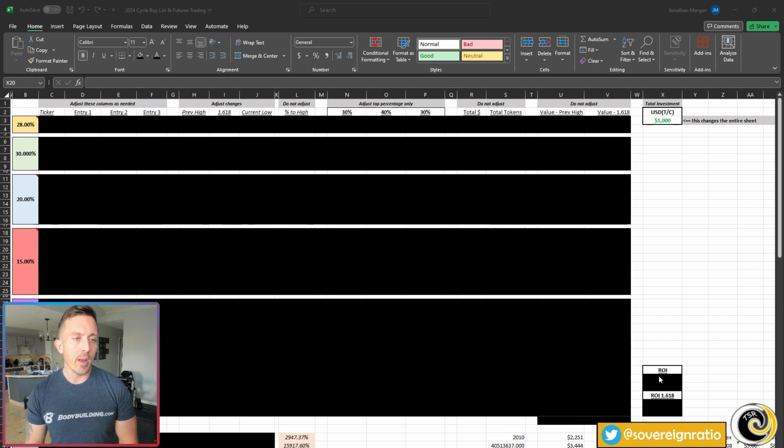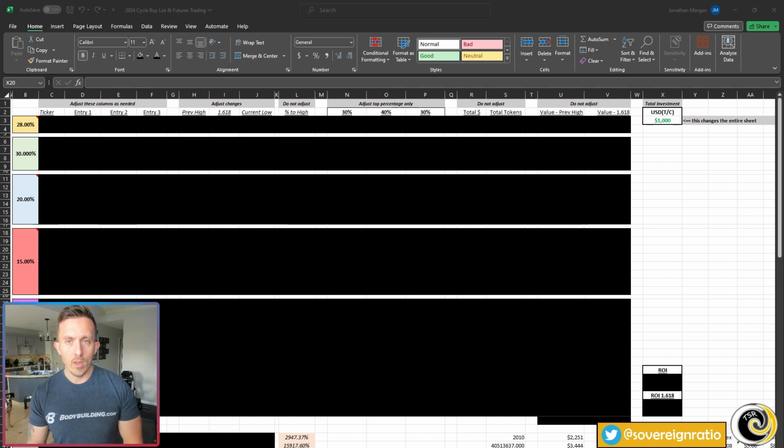And then on the bottom right here, I have ROI categories for back to all-time highs, and then an ROI category back to the 1618. And that'll give us an idea of, hey, I have this much money. These are the allocations that I'm putting in. This is a reasonable idea of what I could potentially get in the next bull run if I'm smart and make good decisions.